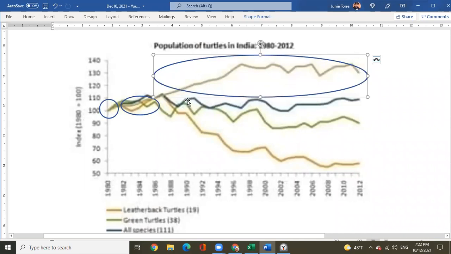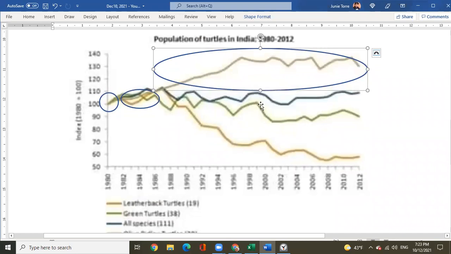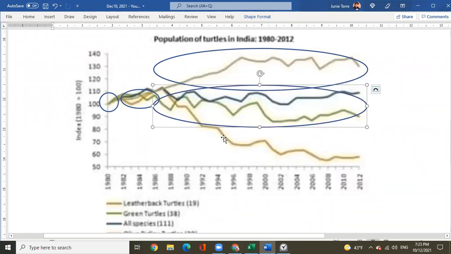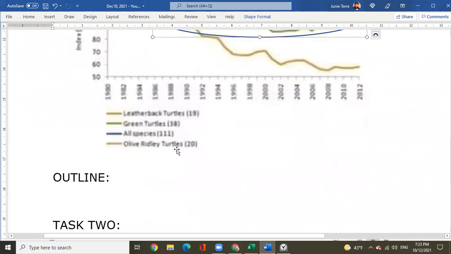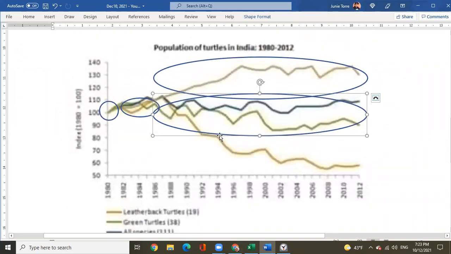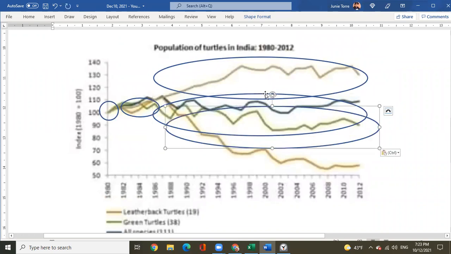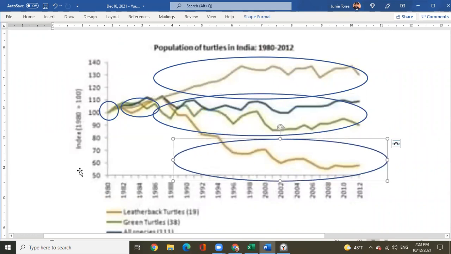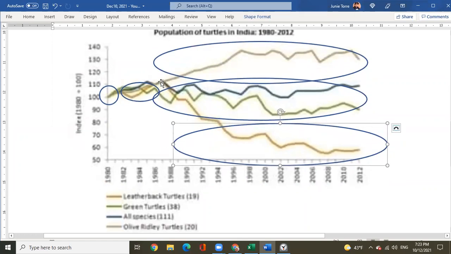And as regards these two, the green turtles and all species, maybe I'm going to cluster them both because more or less they have similar trends. And then of course, worrisome is the olive ridley turtles. What's happening, man? Okay, don't eat the turtles. So I'm going to cluster that. That's how I will cluster it, guys. That's how it looks. Every one of these circles represents a sentence or two.